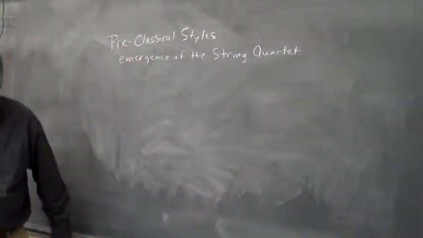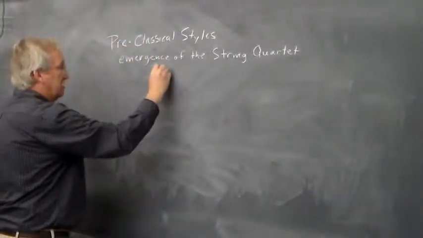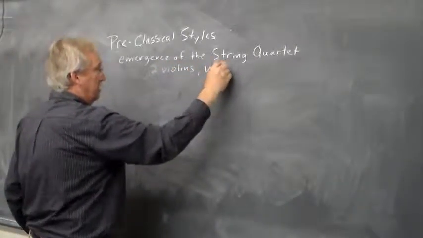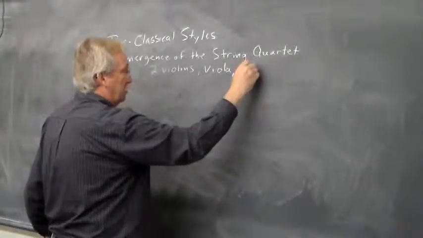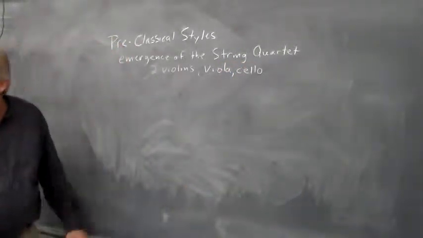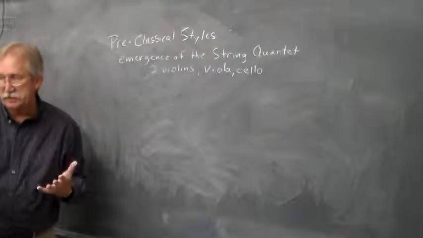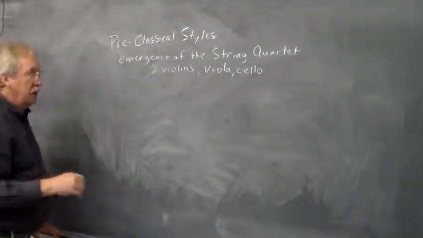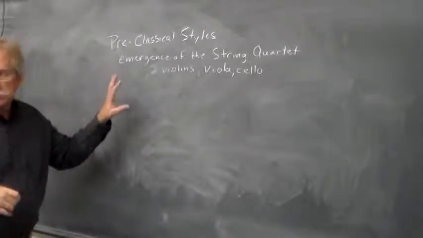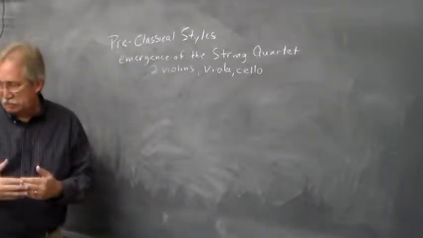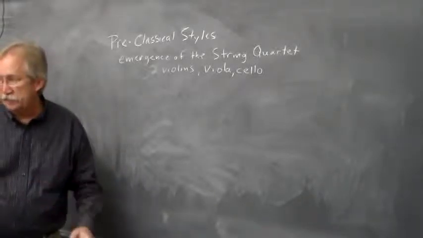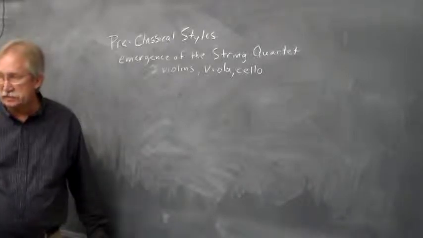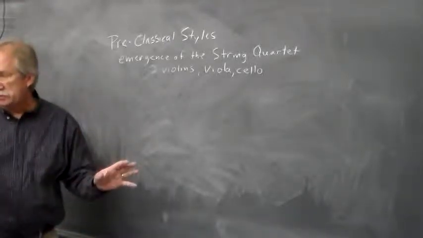So the string quartet is scored for two violins, viola, and cello. So in the string quartet, you no longer have figure-based notation, so everything is written out obbligato. And we're going to see that the string quartet develops alongside the development of the symphony. So all the things we talked about in connection with the classical symphony, you can apply to the string quartet.